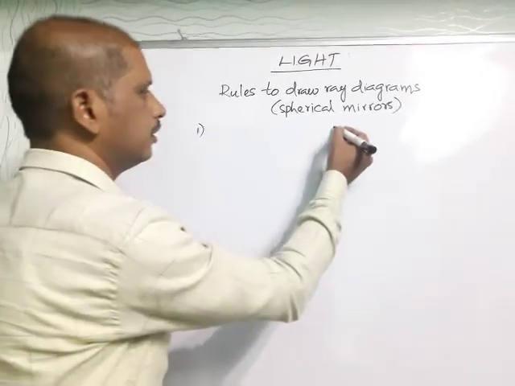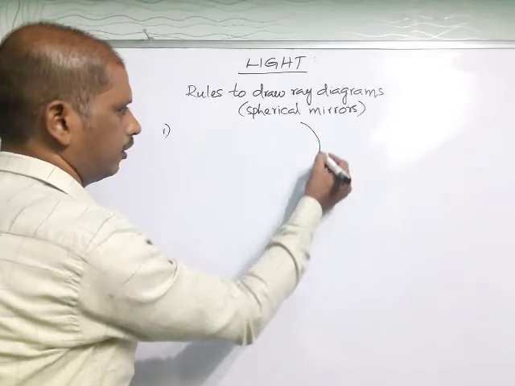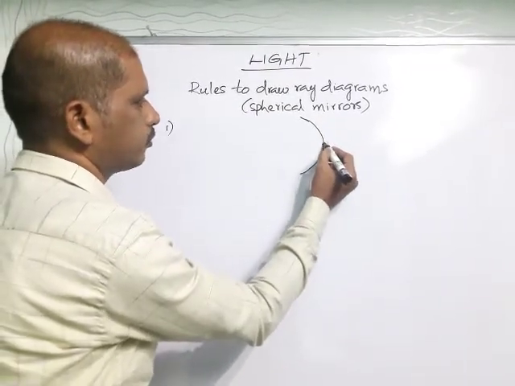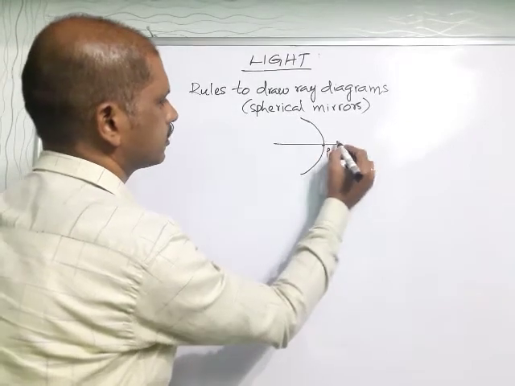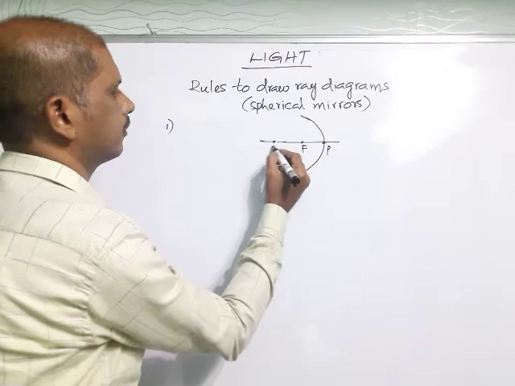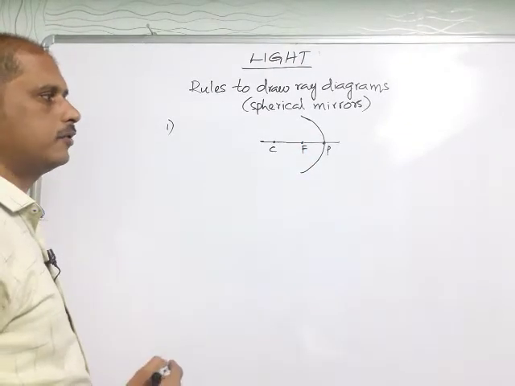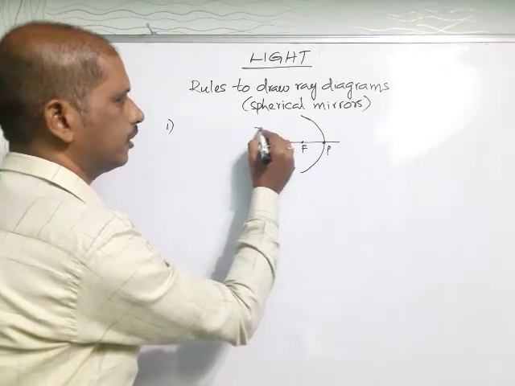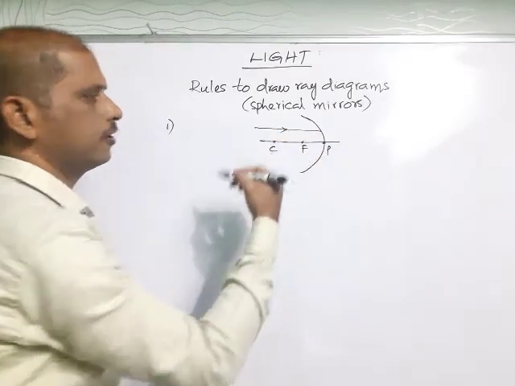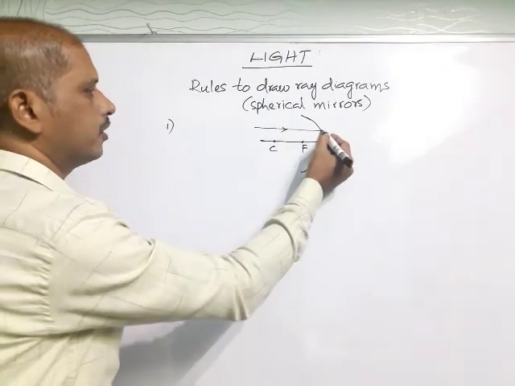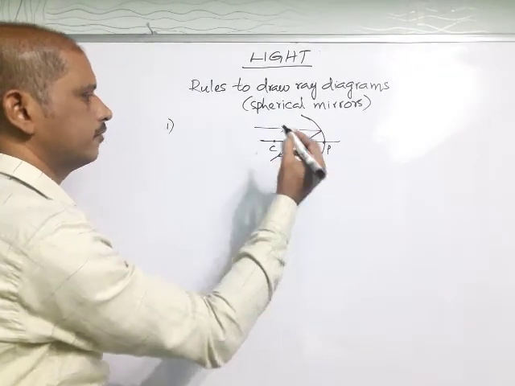For example, if you consider a concave mirror here, this is a concave mirror, this is the pole, this is the principal axis, this is the focus, this is the center of curvature. Now a light ray which is passing parallel to the principal axis, after reflection compulsorily passes through the focus. This is the first rule.